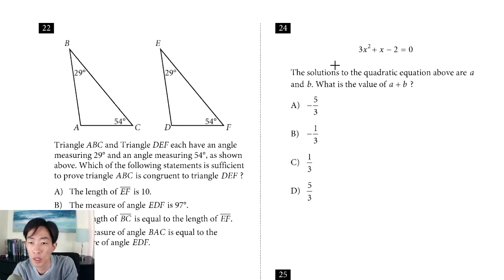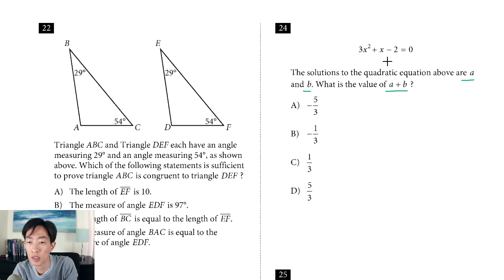Question 24, we have a quadratic. It says the solutions to the quadratic equation are a and b. What is the value of a plus b? Notice in this case, we actually cannot plug in the answers because there would be too many combinations for numbers that would add up to each of these. So we actually have to solve it.